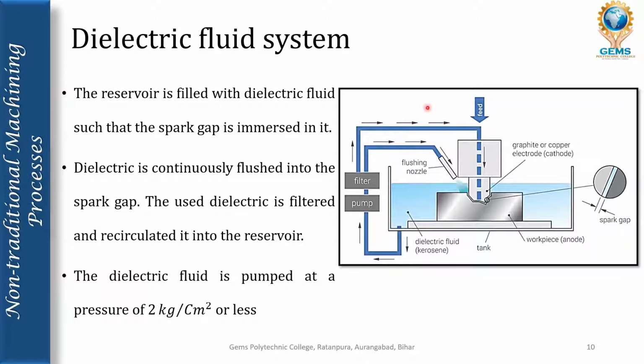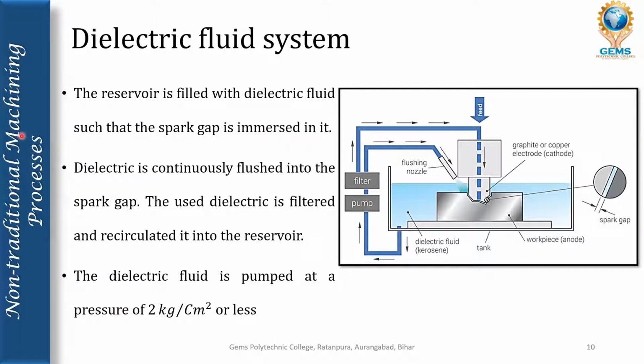Now let's come to the dielectric fluid system. This reservoir or tank is filled with dielectric fluid such that the spark gap is immersed in it. The dielectric fills the spark gap, and it helps the current flow from the tool to the workpiece. The dielectric is continuously flushed into the spark gap. The used dielectric is filtered and recirculated into the reservoir. The dielectric fluid is pumped at a pressure of 2 kg per square centimeter or less.